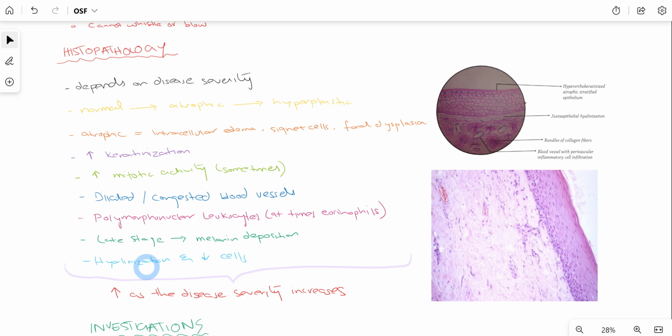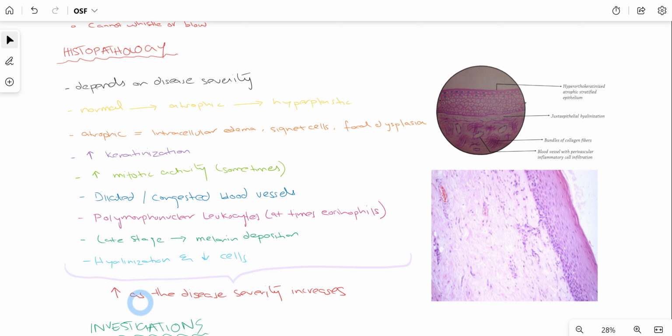There is increased hyalinization and decrease in number of cells. Hyalinization is basically a very important feature in OSF, where there is conversion of stromal connective tissue into homogeneous acellular translucent material. As you can see how the oral cavity appears when the patient has OSF.